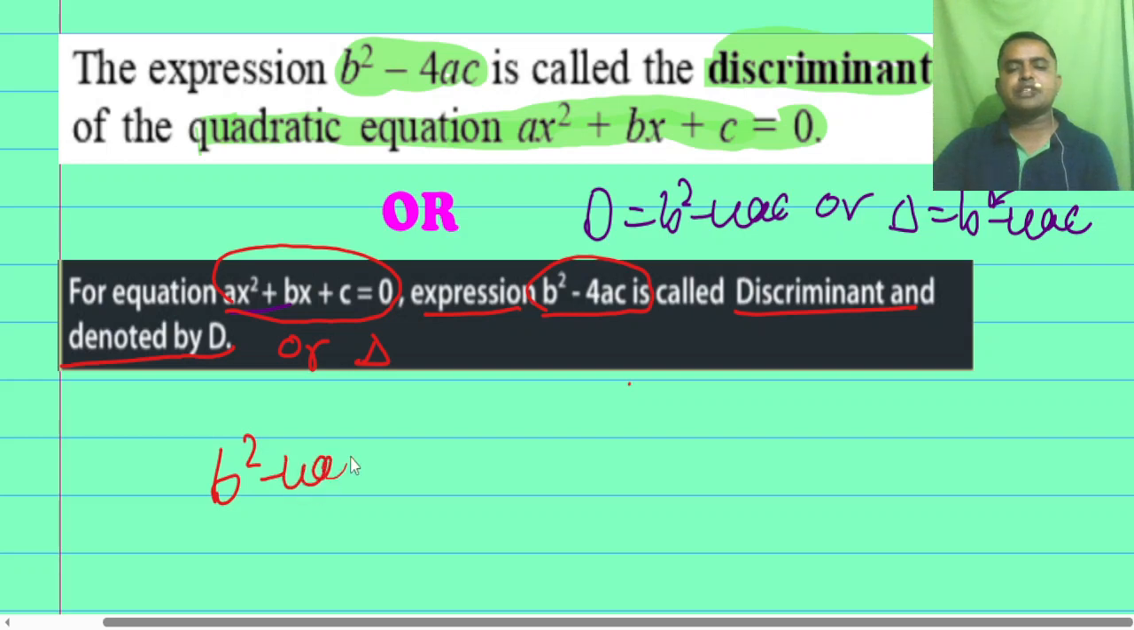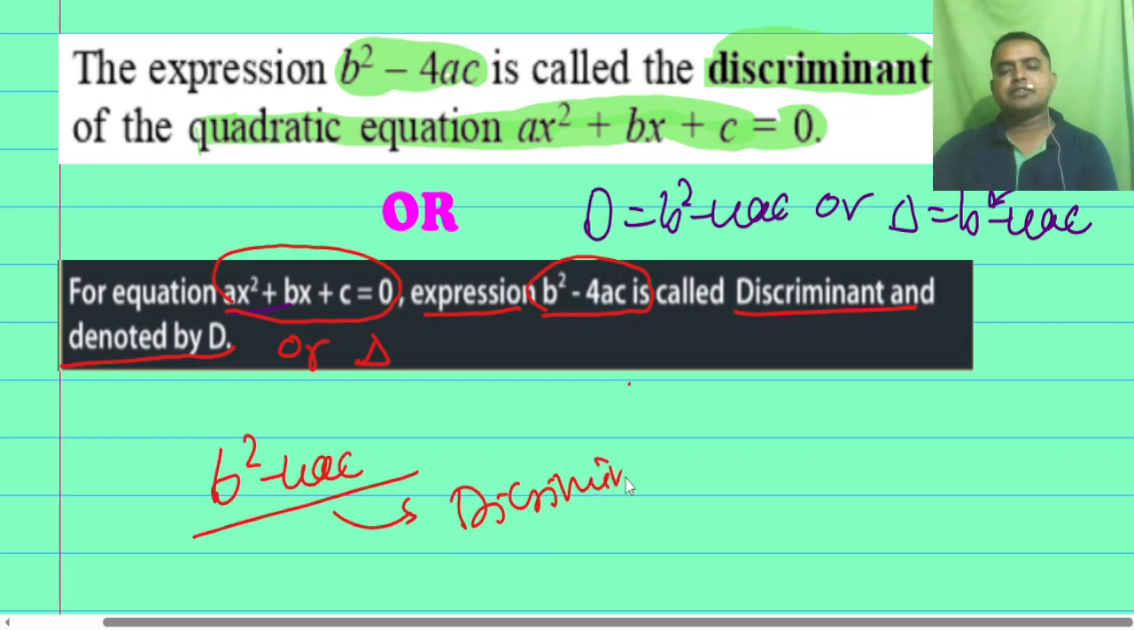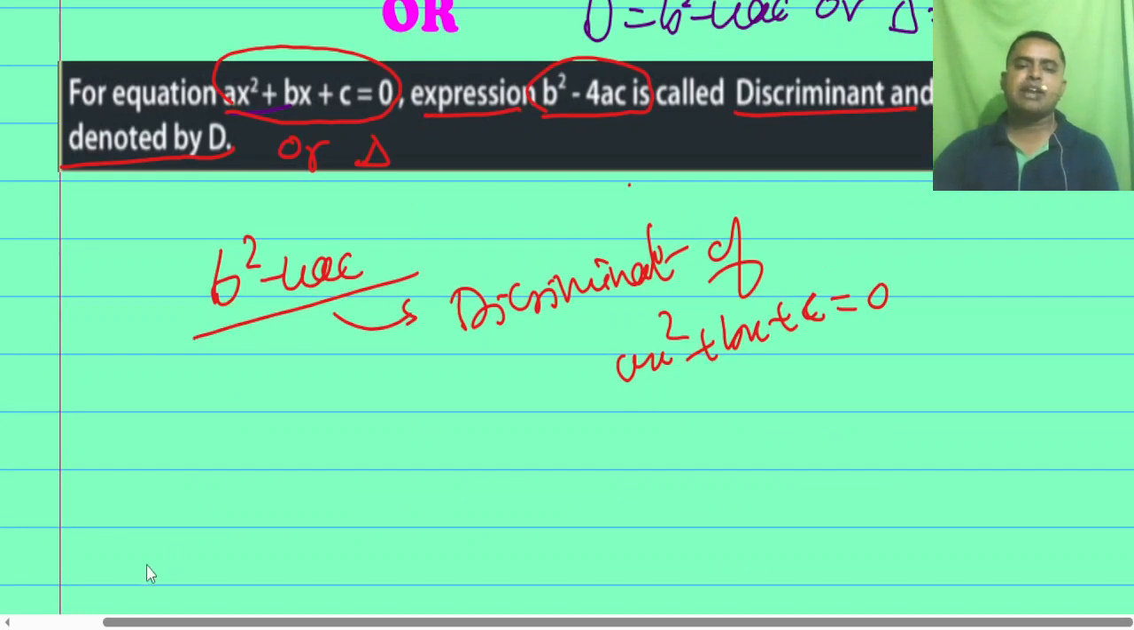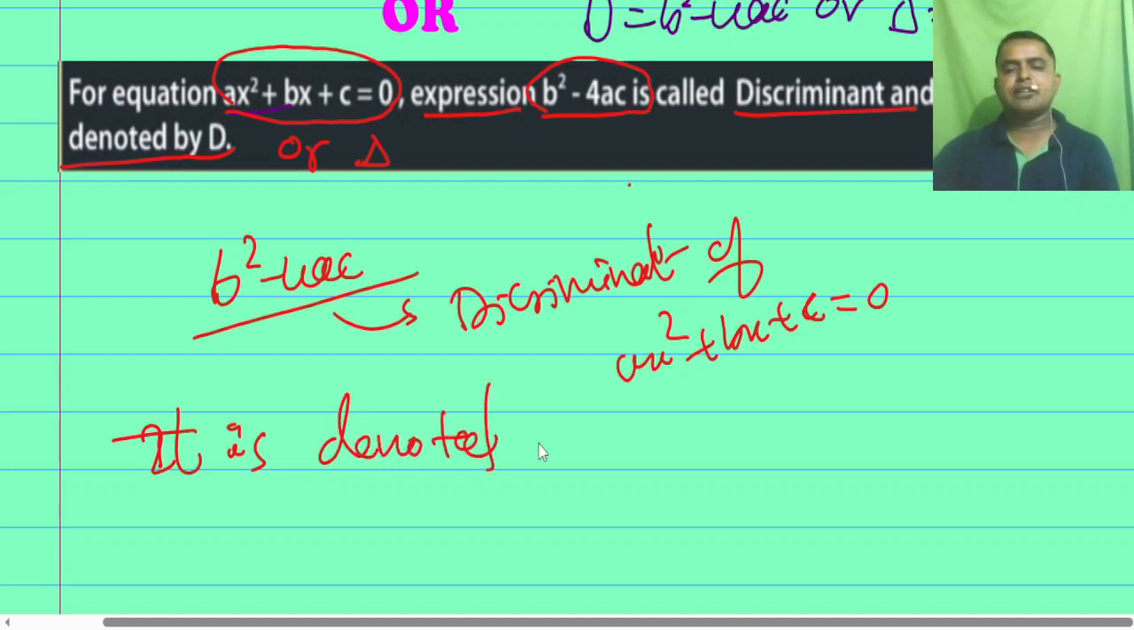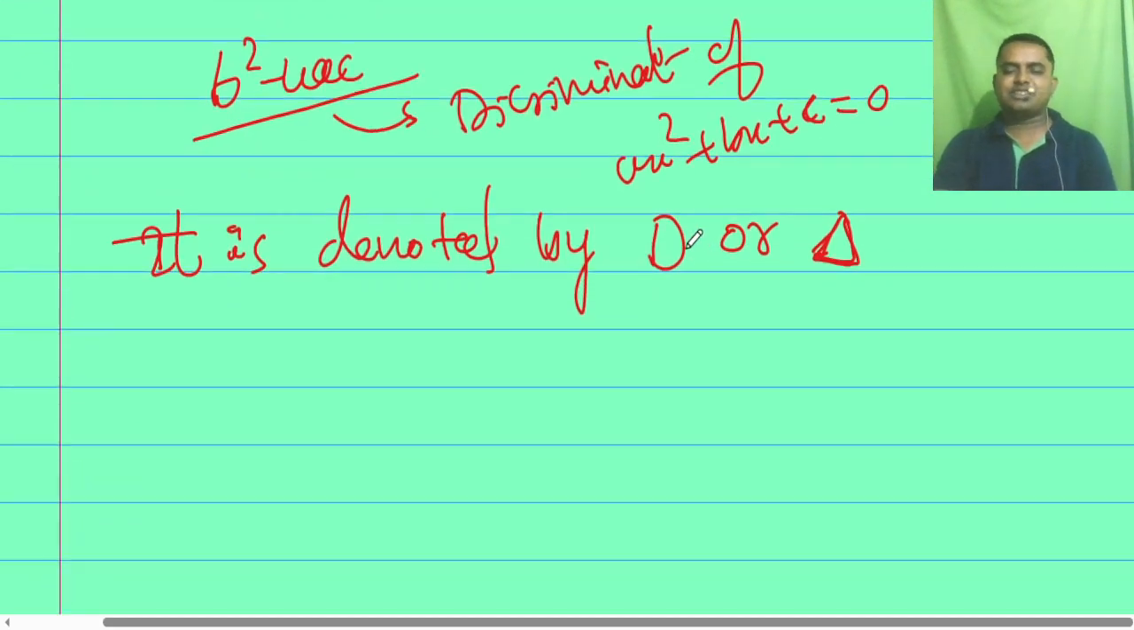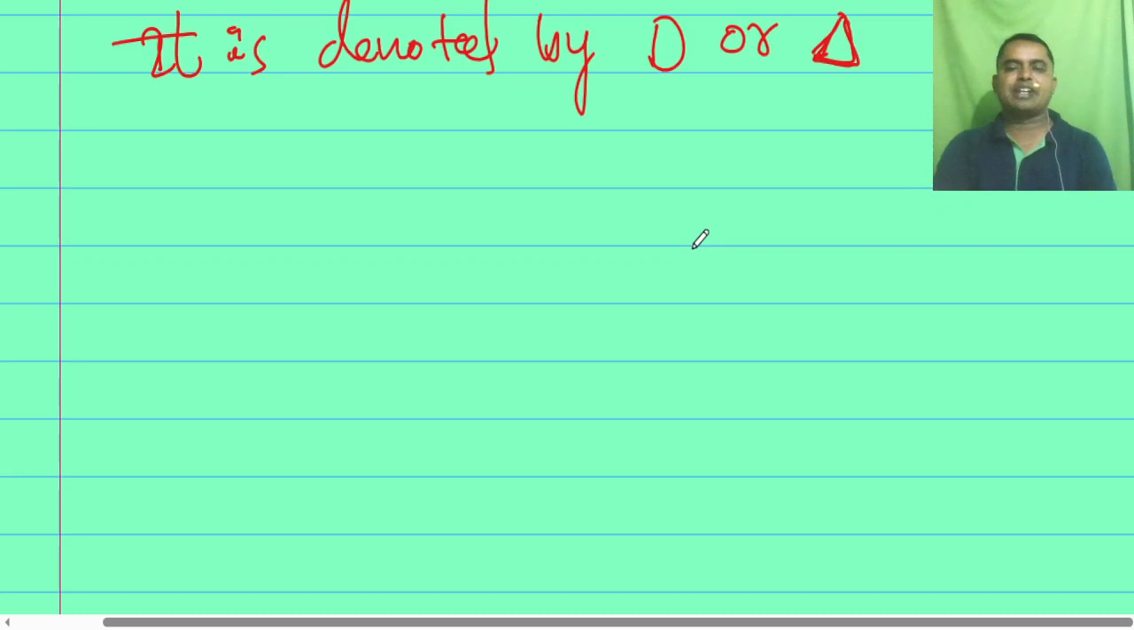b square minus 4ac is what? Discriminant of the quadratic equation ax square plus bx plus c is equal to 0. It is denoted by D or delta. This delta is nothing but, just for joking, the sums of Motu and Patlu. It is a small triangle-like symbol.